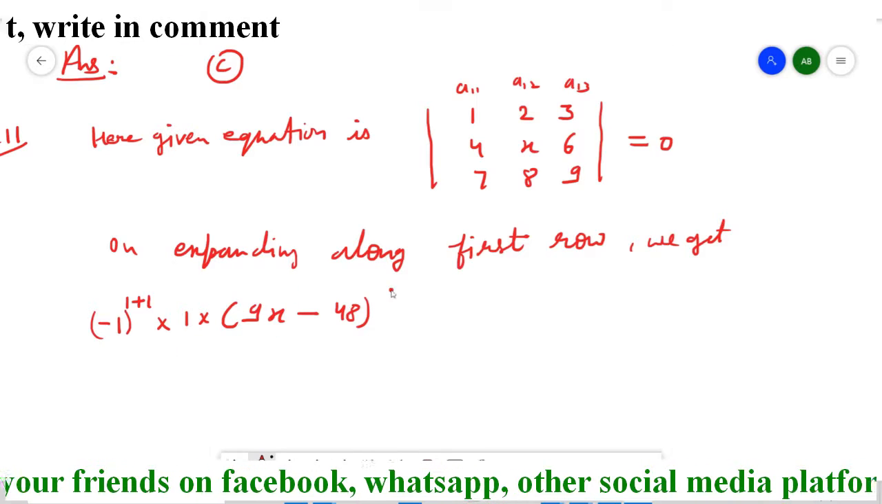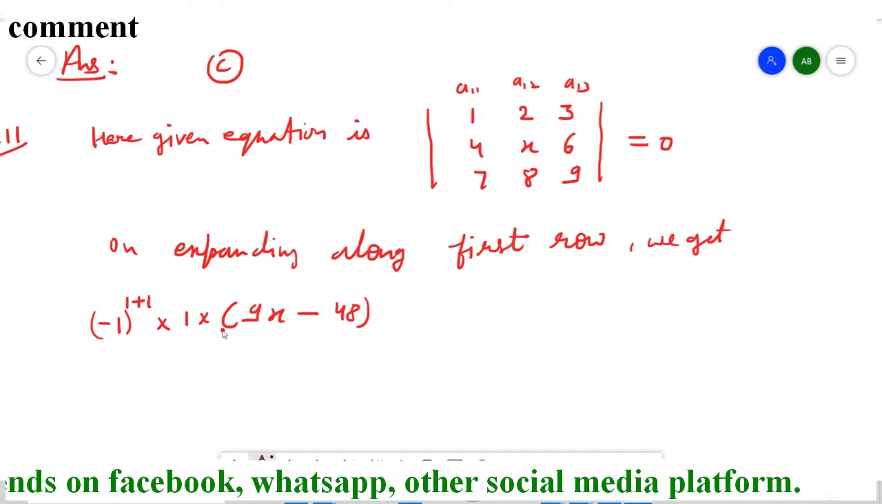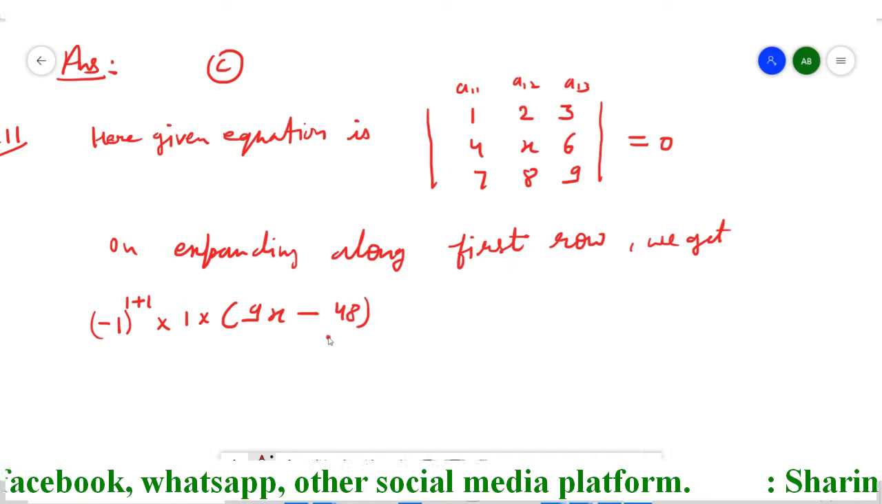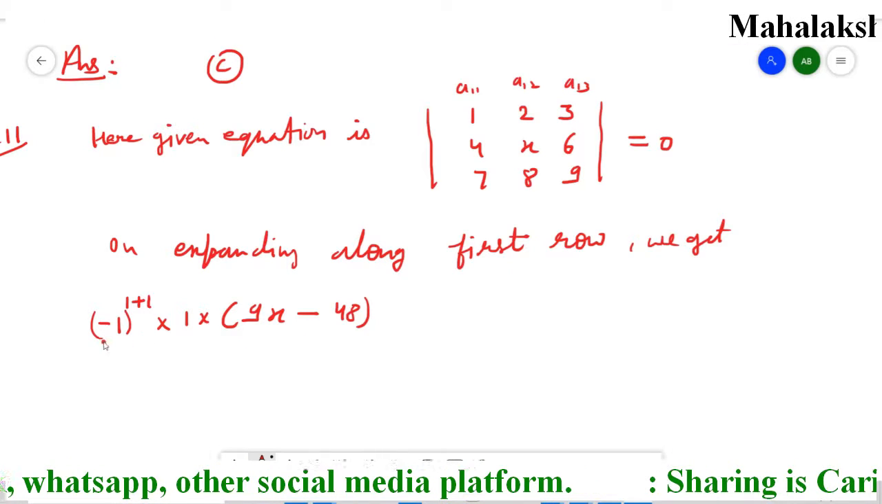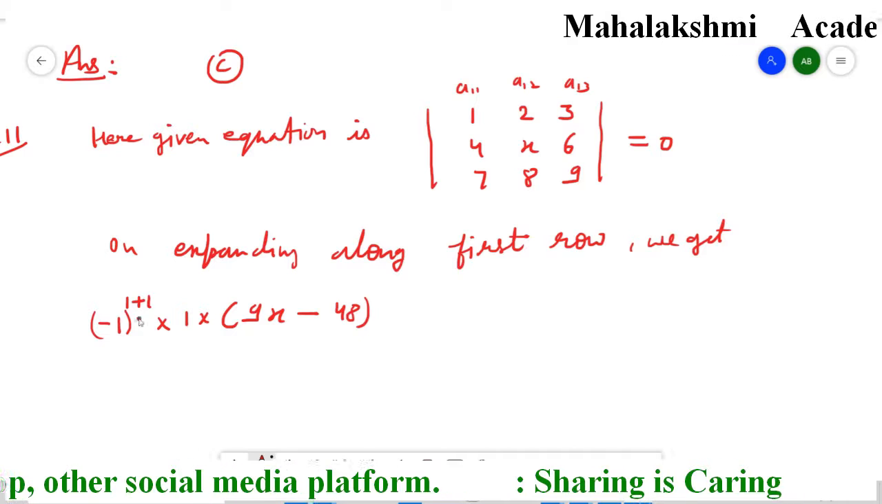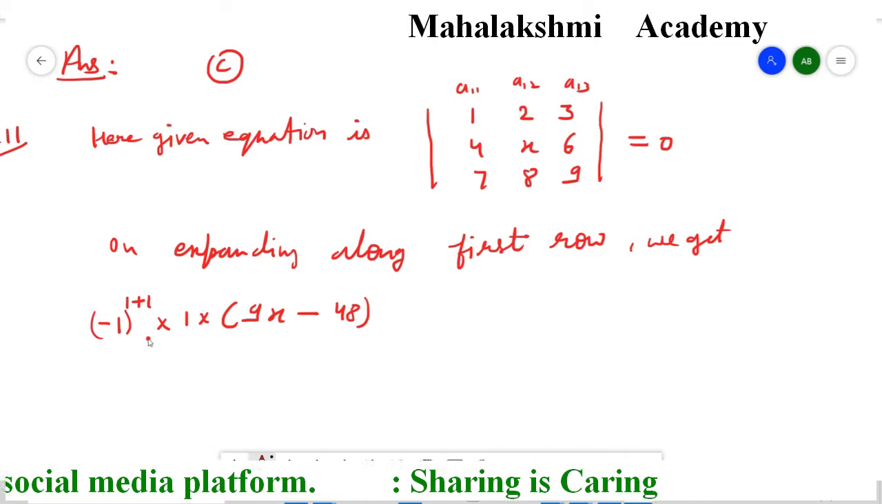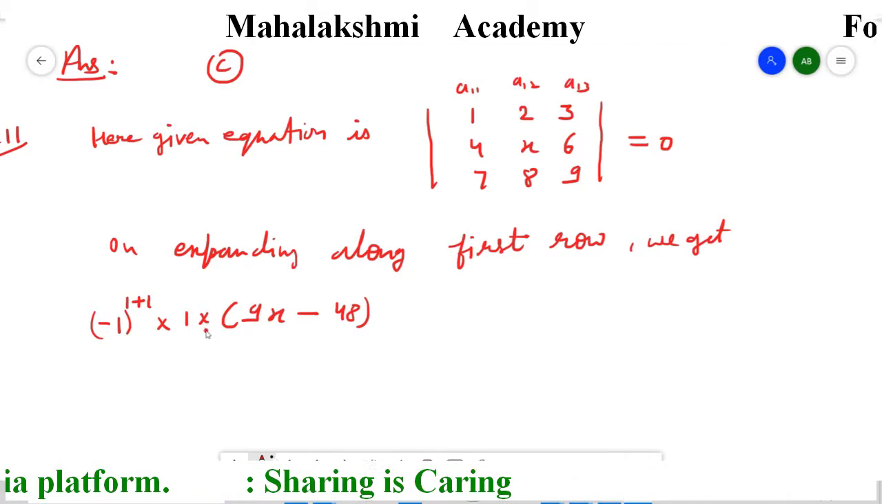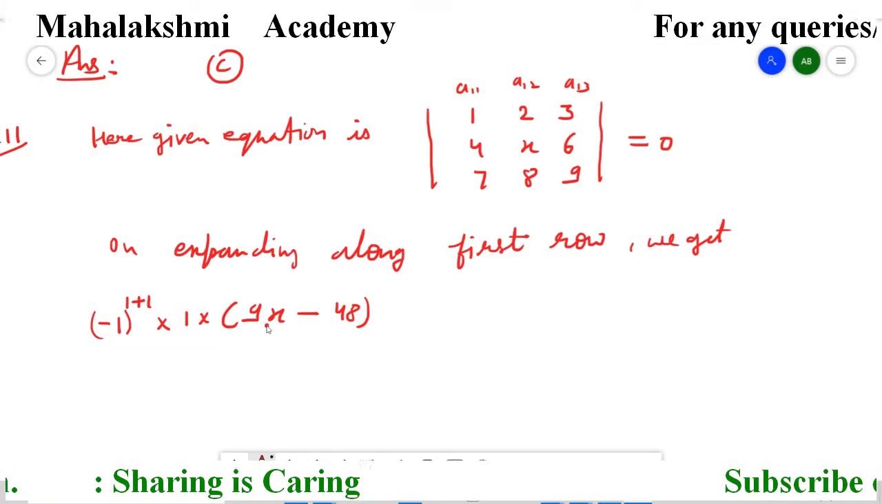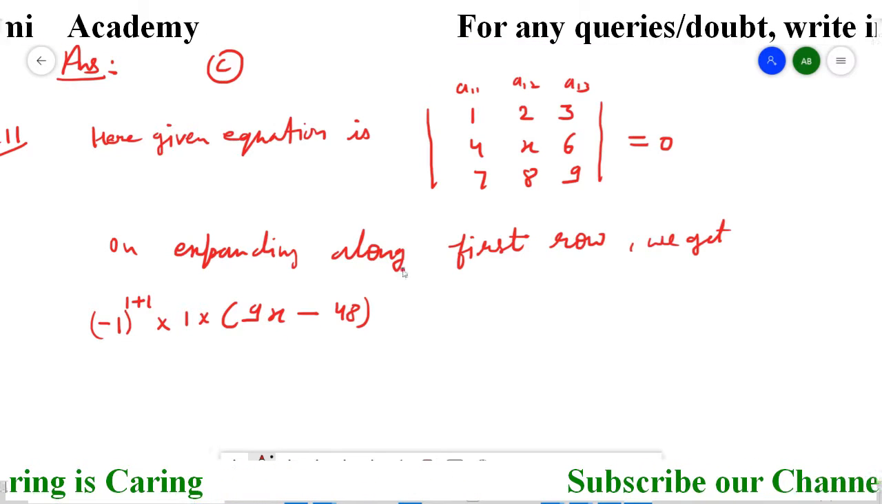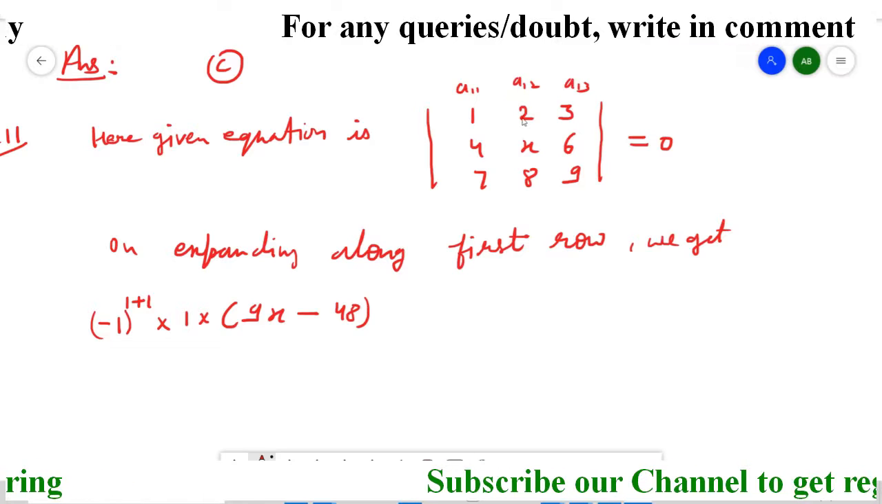This alone is named as the minor. Again I am repeating, this bracket alone is named as the minor, and with this -1 to the power 1 plus 1, this bracket is named as the cofactor, not this element. Only these two are named as the cofactor. That's the difference.